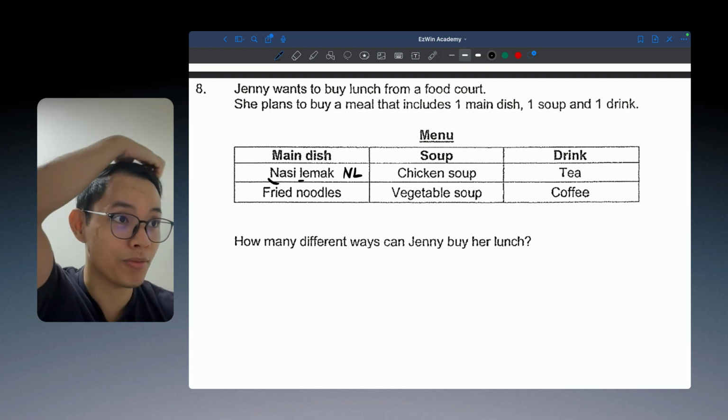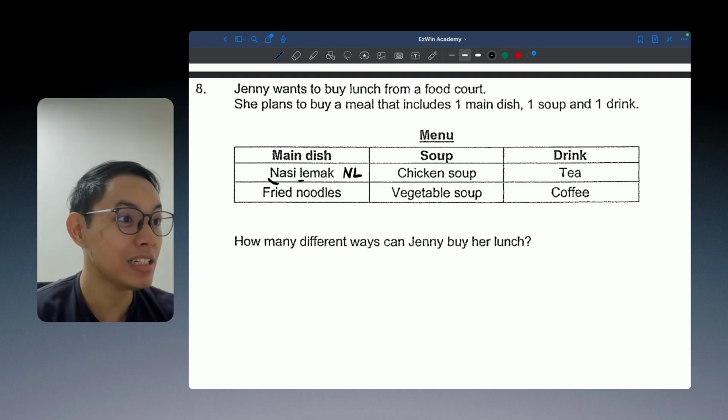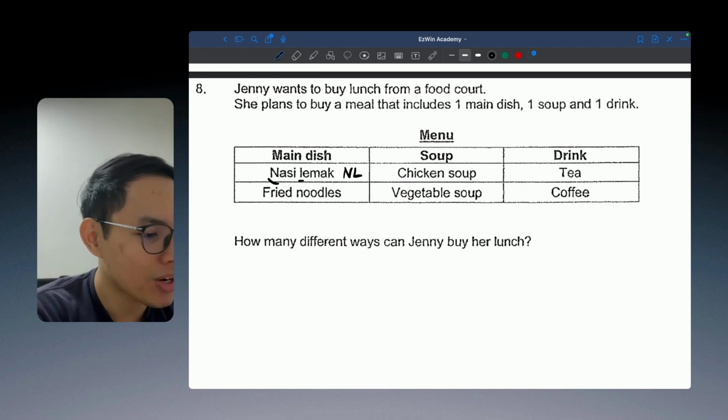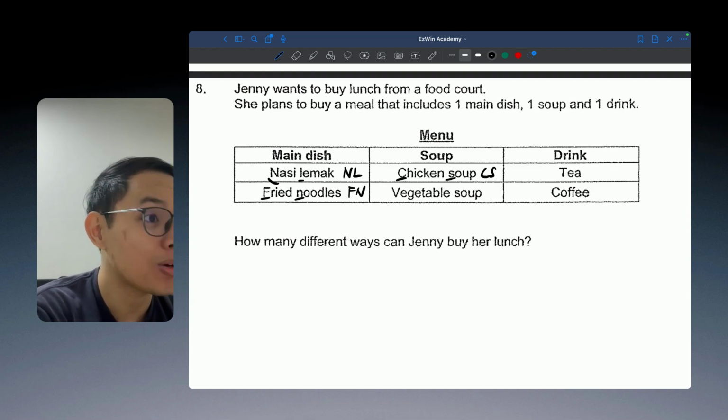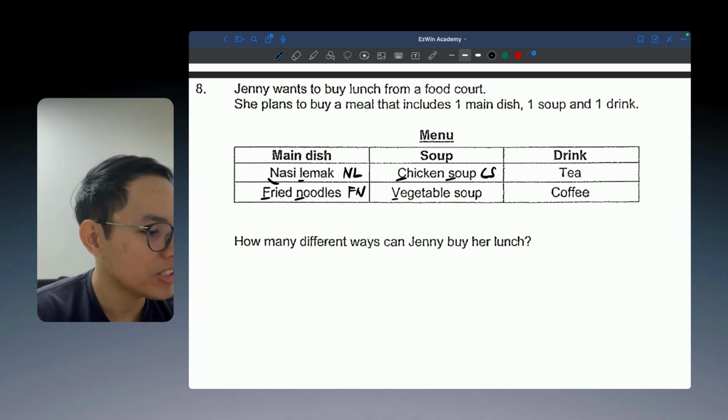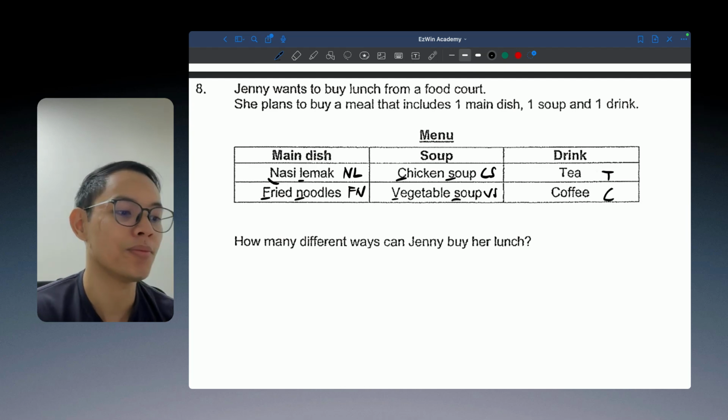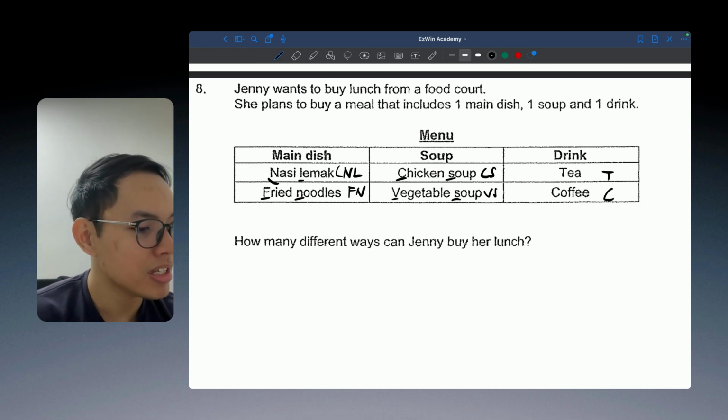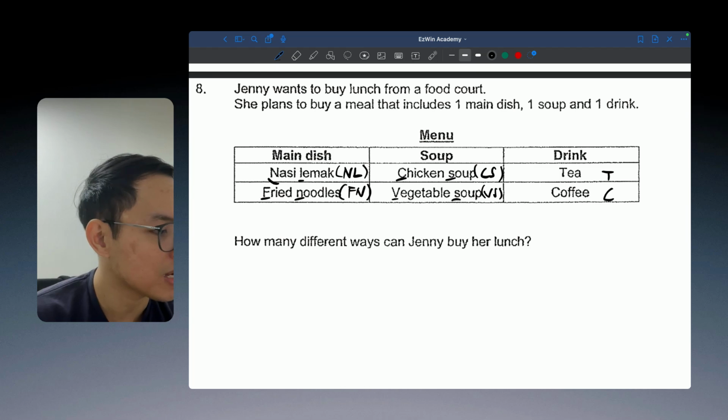In this case, it's a food word over here. So nasi lemak is NL. Fried noodles is FN. Chicken soup is CS. Counter Strike, I don't know if you guys are still playing Counter Strike. Vegetable soup VS, who versus who, right? Tea is T, coffee is C. So now you have acronyms that you have created so that you don't have to write every single thing down. That's what you see over here.